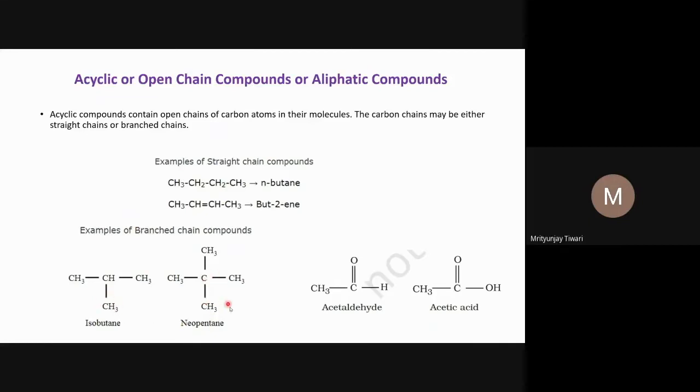Neopentane is also a branched chain compound. One can also have isopentane, which will be CH3, CH3, CH2, then CH3. Such compounds are branched chain compounds.